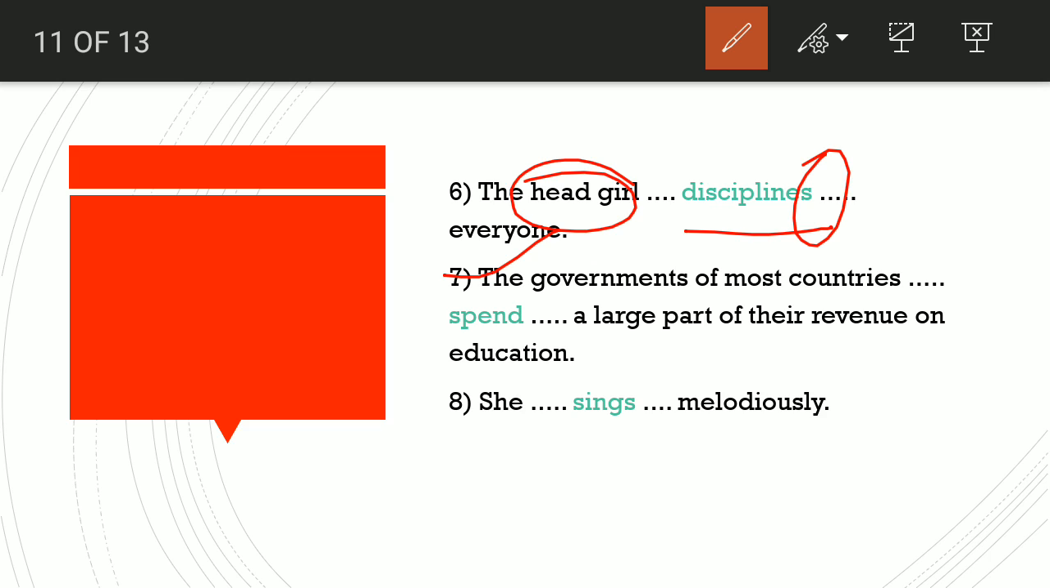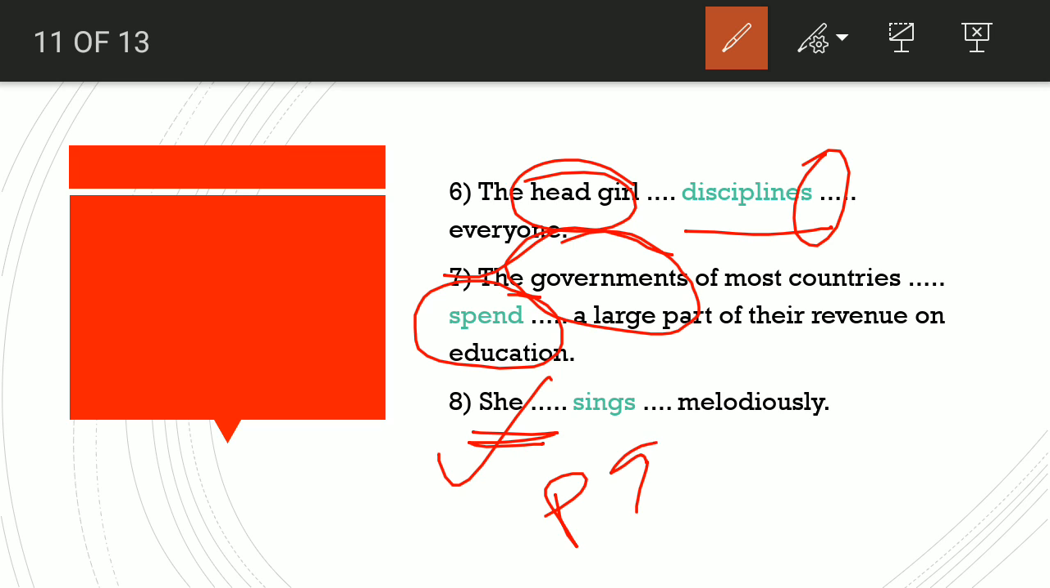The governments of most countries spend a large part of their revenue on education. Here we are talking about the plural subject, governments. That is the reason we have not added s in the verb. 8, she singular pronoun है तो हमने sing में s लगाया है, which is right. She sings melodiously. Okay.